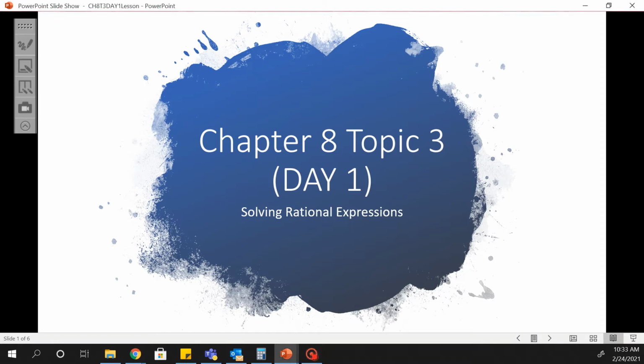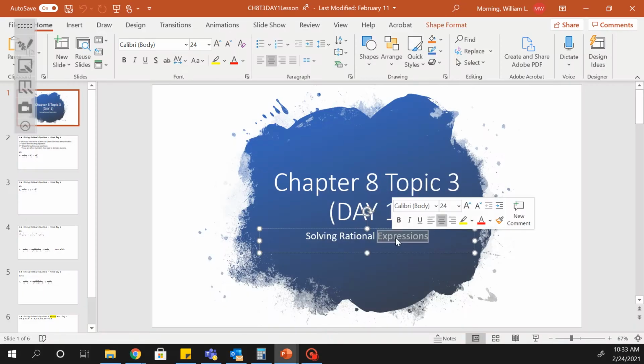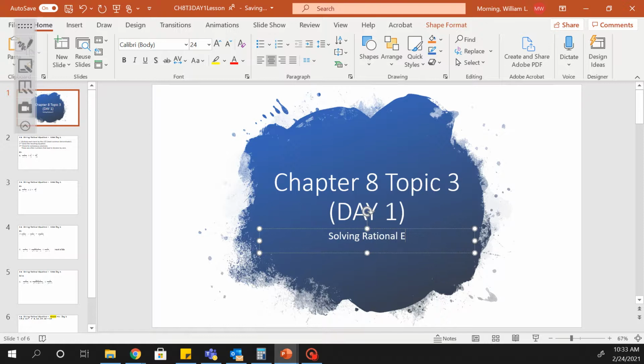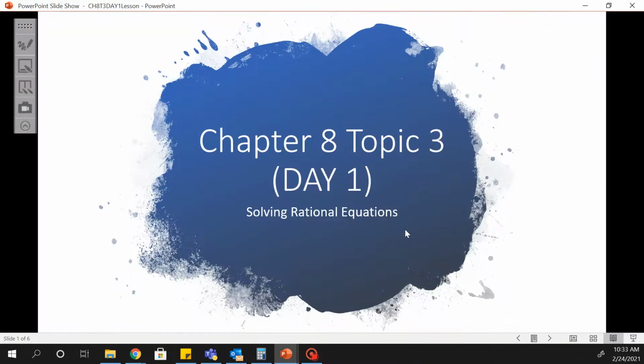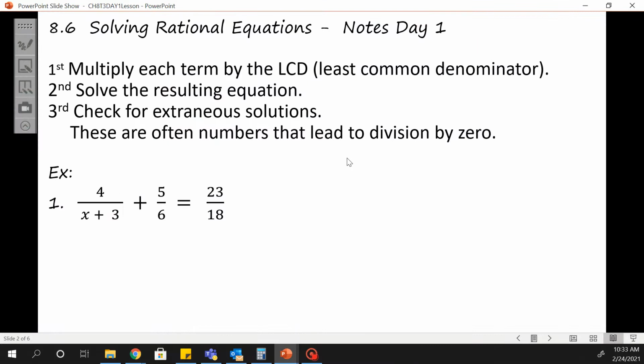Okay, today we're looking at topic 3, which is solving rational expressions. So that should really say equations. Let's fix that. You can't solve an expression, you have to solve an equation. Okay, so what does a rational equation look like? It would just be an equation with a bunch of fractions, a bunch of rational expressions.